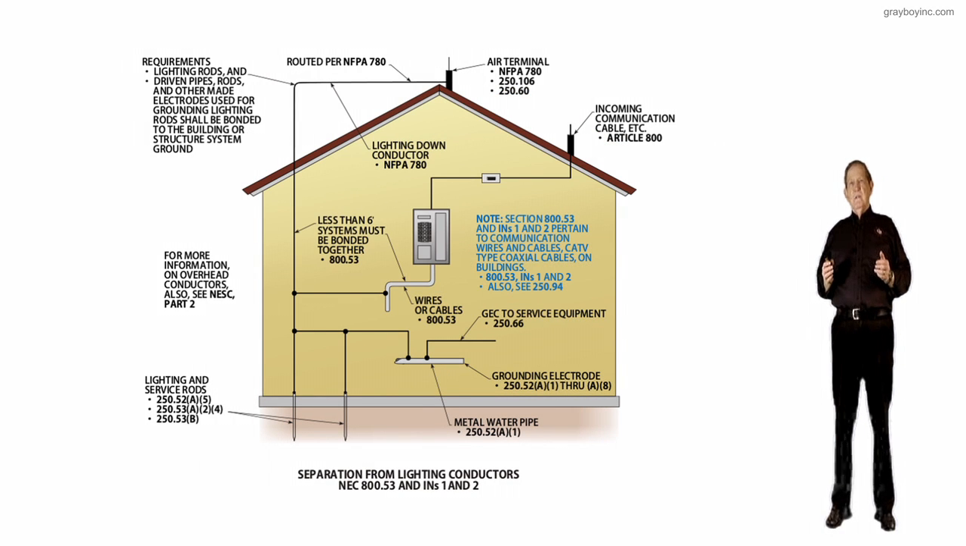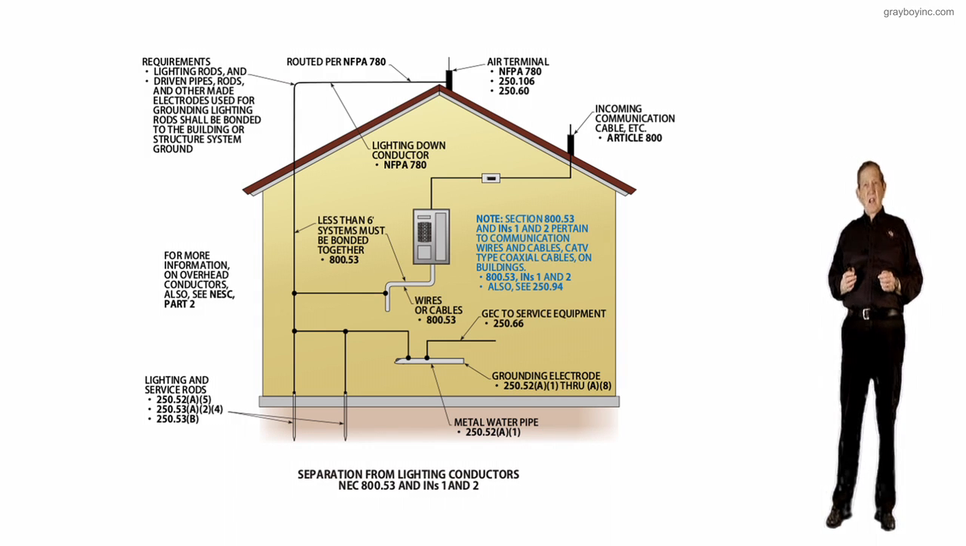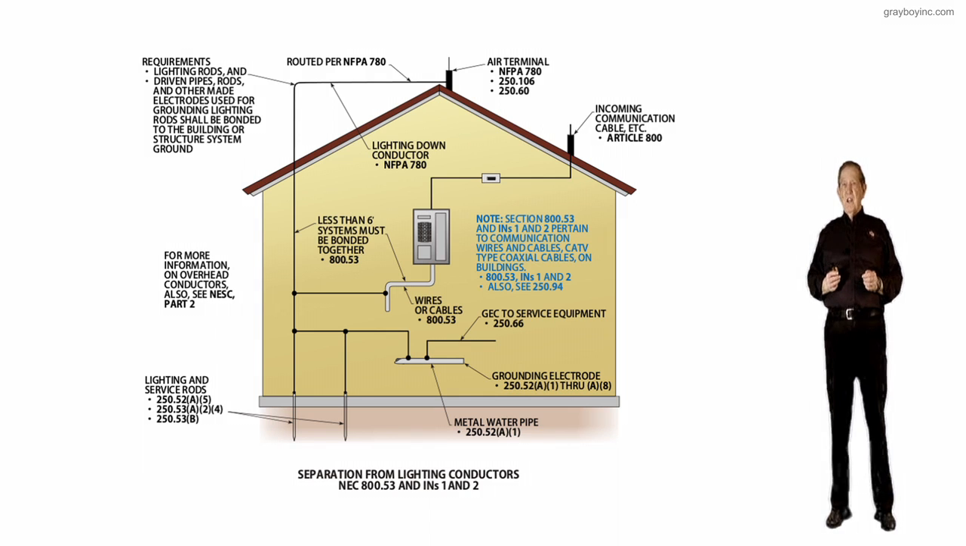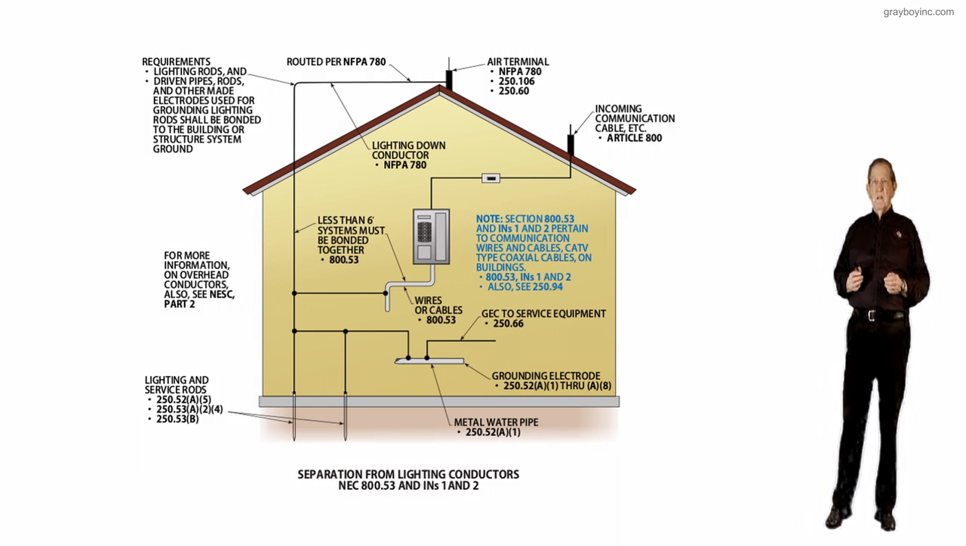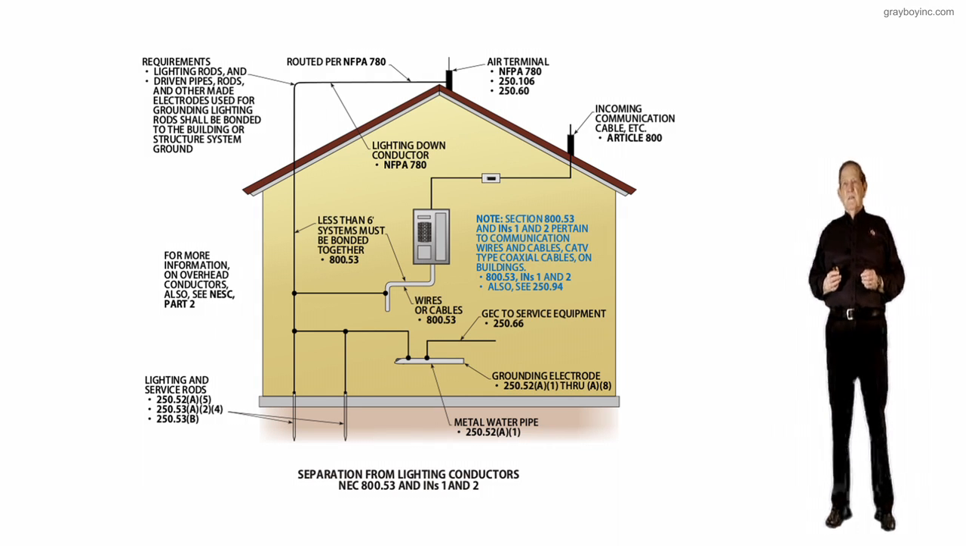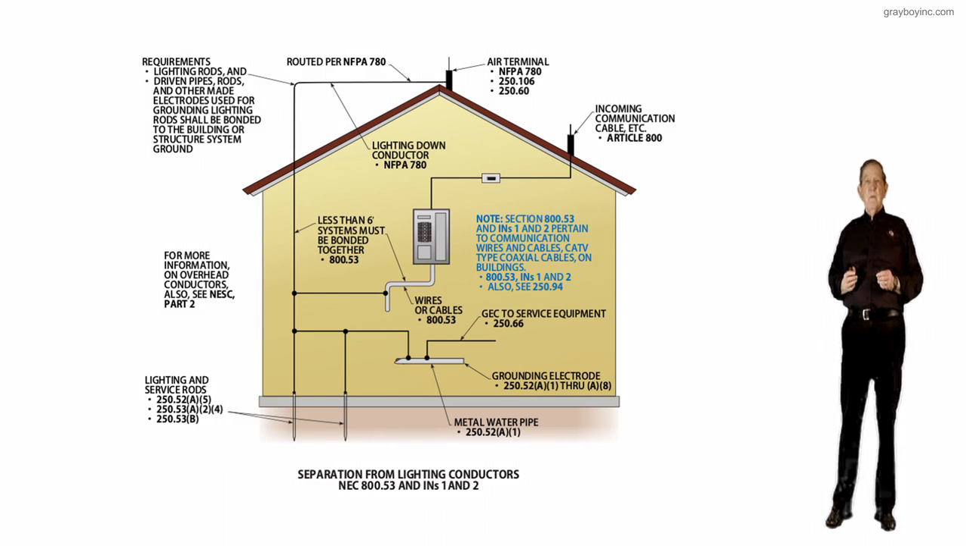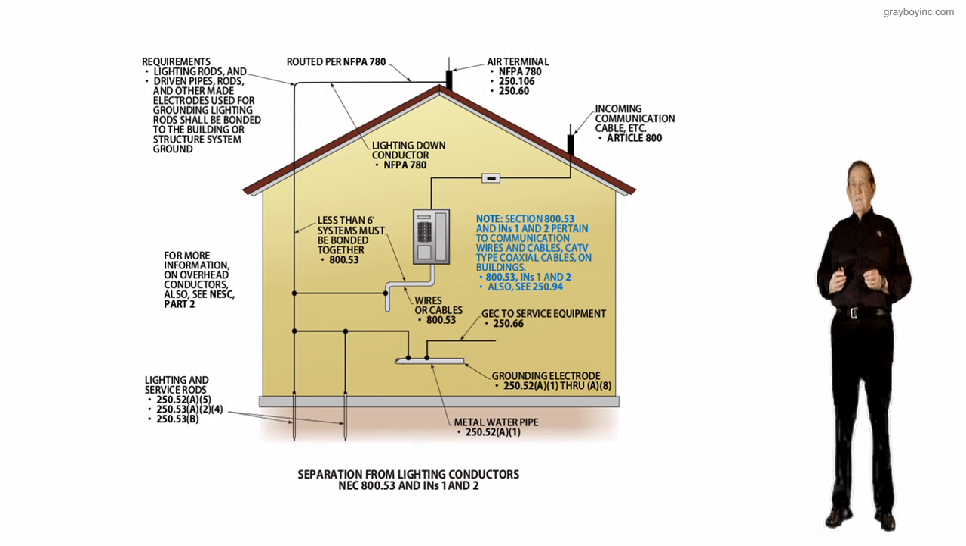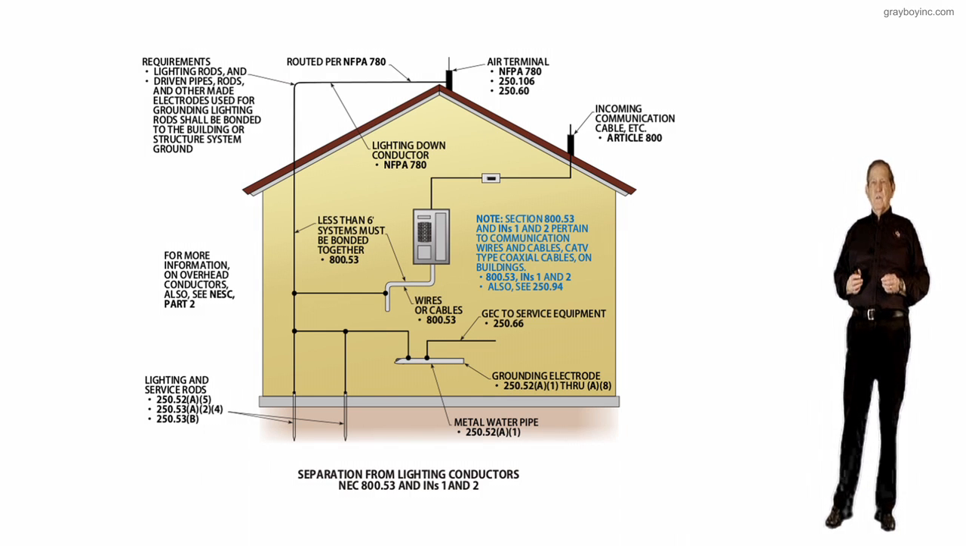This illustration deals with separation from lightning conductors, NEC 800.53 and informational notes 1 and 2. The purpose of the change was to accept a new exception, and the new exception has been added to clarify that the new section combines common requirements currently found in Articles 800, 820, 830, 840 into a new general article that applies to all these articles involved.